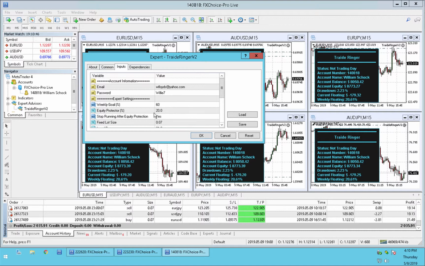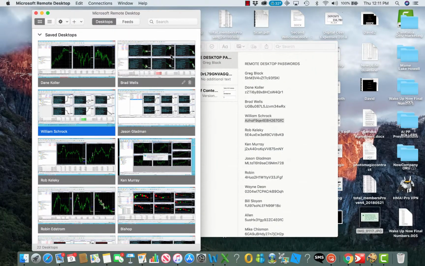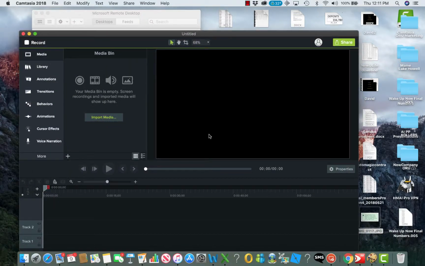There's an equity protector of 20%, so you cannot lose your entire account. If for some reason you lose 20% in a week, it shuts everything down, closes out all the trades for you, and doesn't trade anymore. So it does protect your assets. And that's kind of what we have here with our software. It's very amazing, powerful stuff.